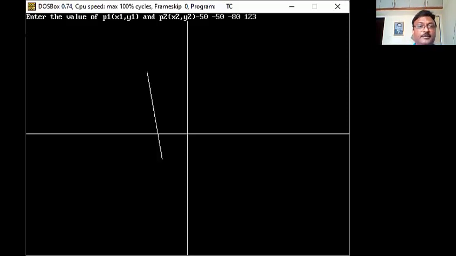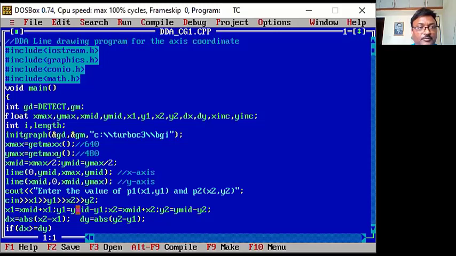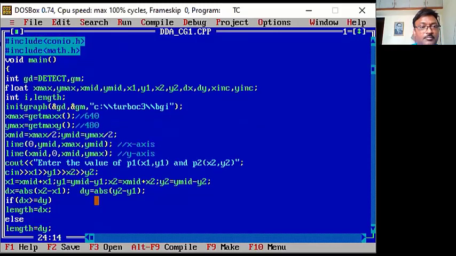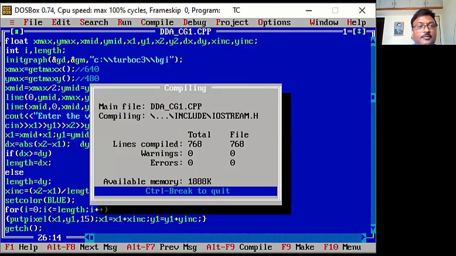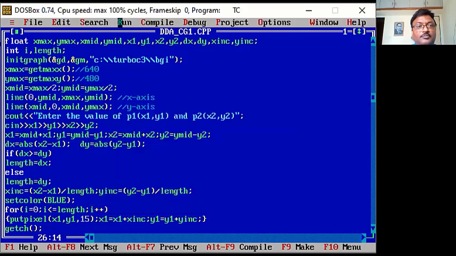See, the line is going to appear from the third quadrant to the second quadrant, but that is the yellow color, so it's not visible to you. I just have to put the blue color suppose. Set color blue. So that blue color is visible to you there. So compile, okay, then execute.